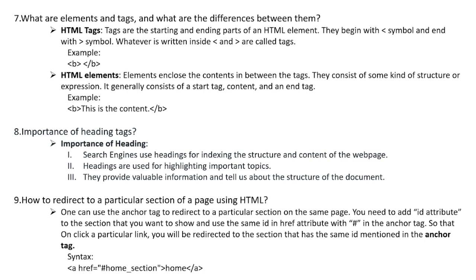Question 9. How to redirect to a particular section of a page using HTML? One can use the anchor tag to redirect to a particular section on the same page. You need to add an ID attribute to the section that you want to show and use the same id in the href attribute with a hash in the anchor tag, so that on clicking a particular link, you will be redirected to the section that has the same id mentioned in the anchor tag. Below is the syntax.